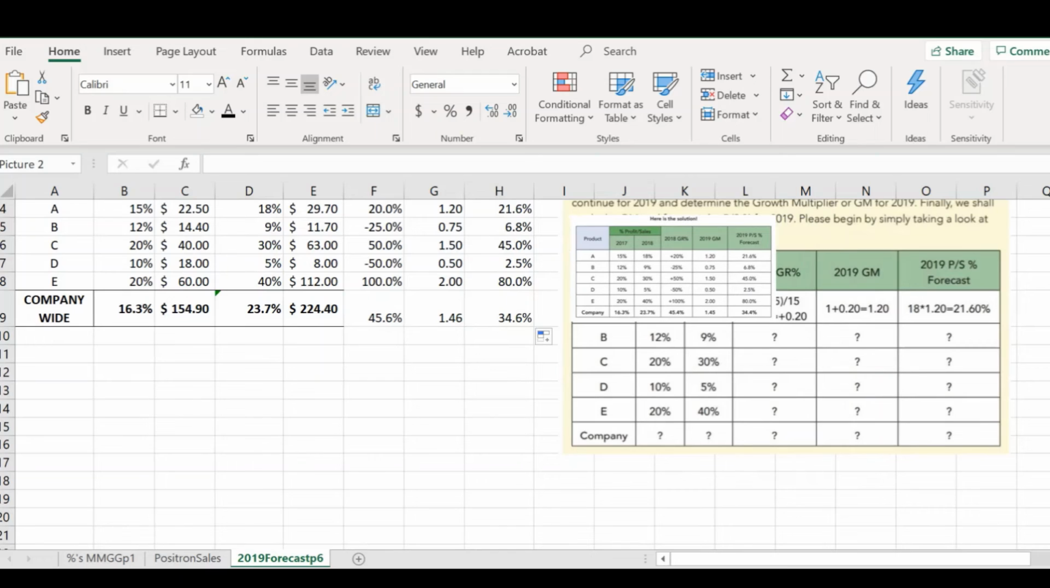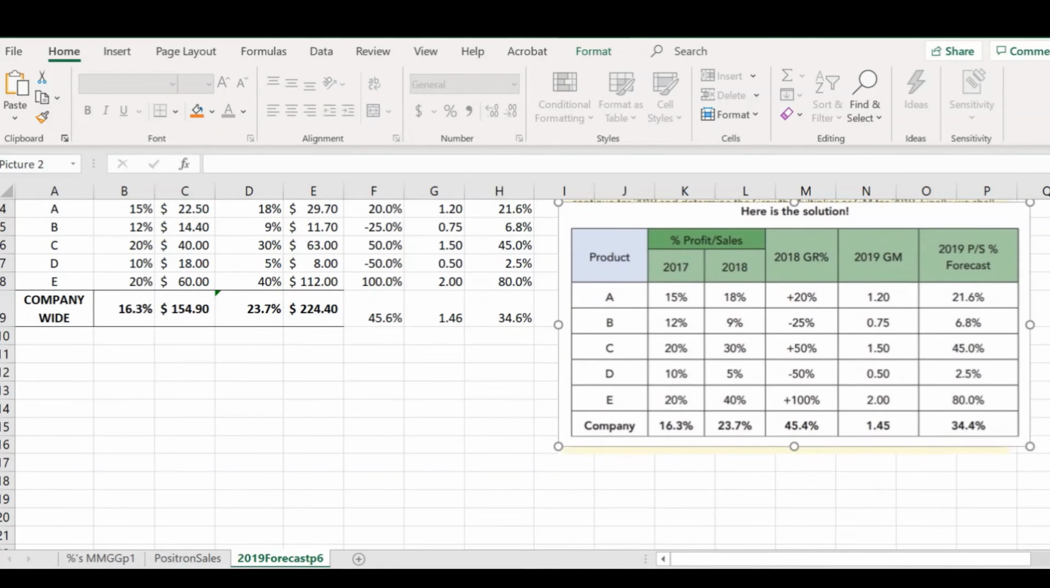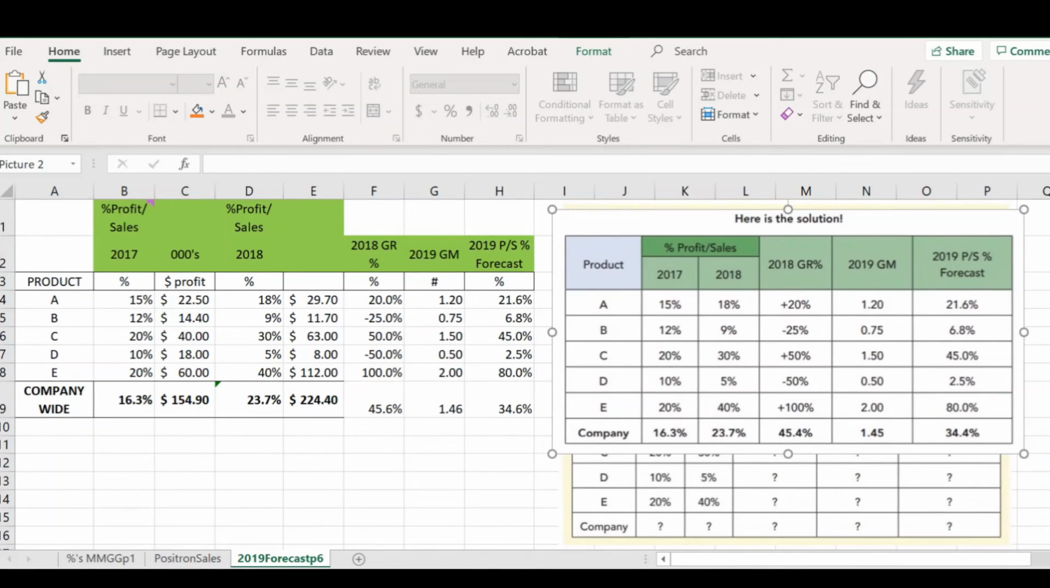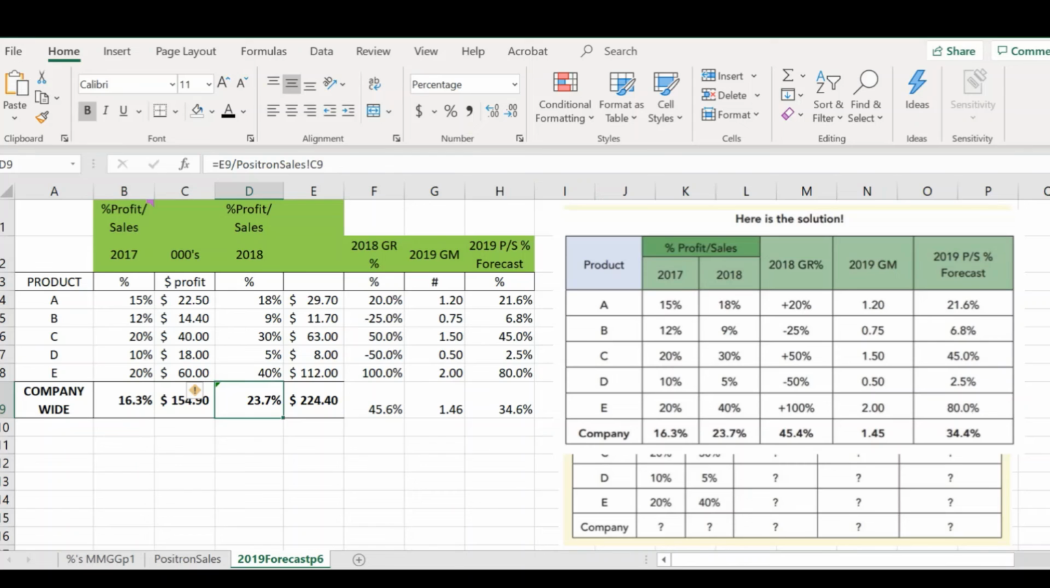Let's check the answers. I happen to have the textbook right here. A little peek at what our answers should be. So let's see how I did. Okay, company-wide is 16.3% profitability across all products in 2017. Yep, got that right. Company-wide percent profitability is 23.7%. Yay, I'm doing well so far.